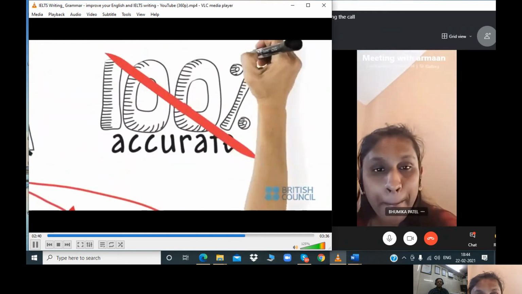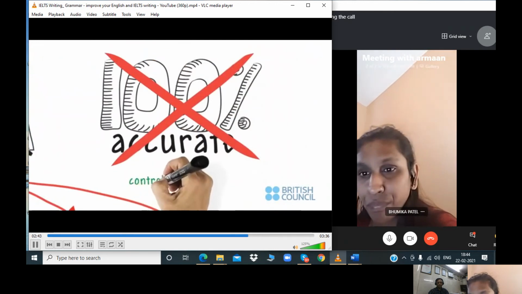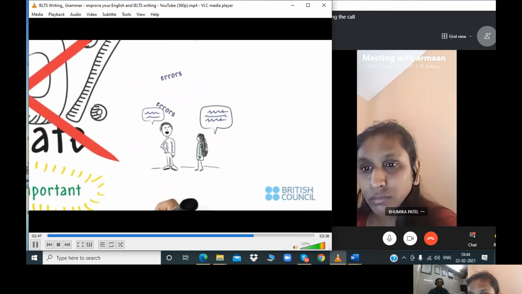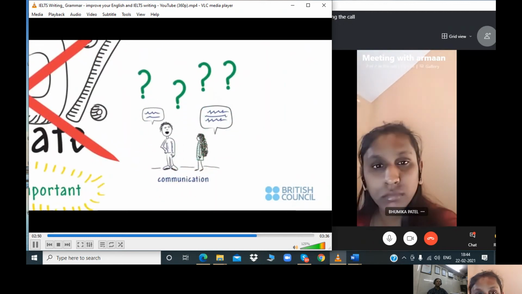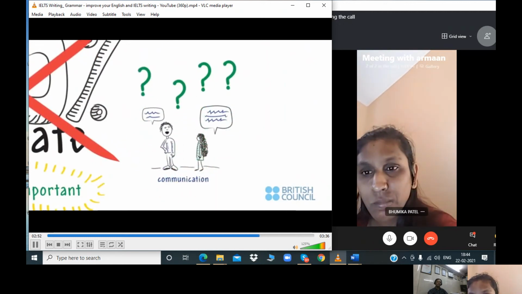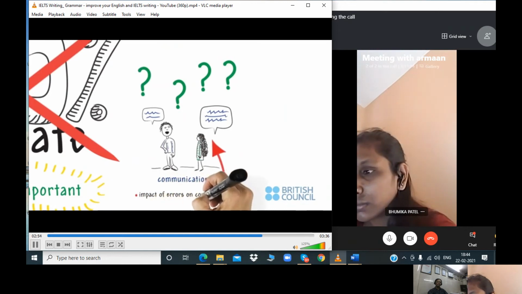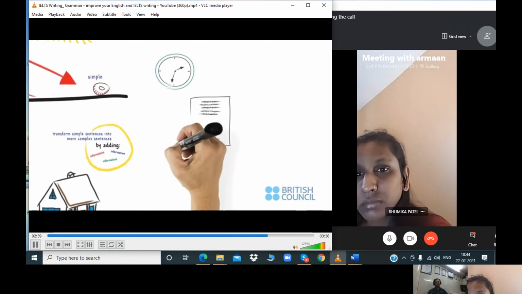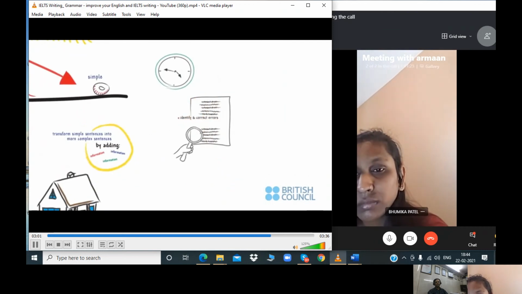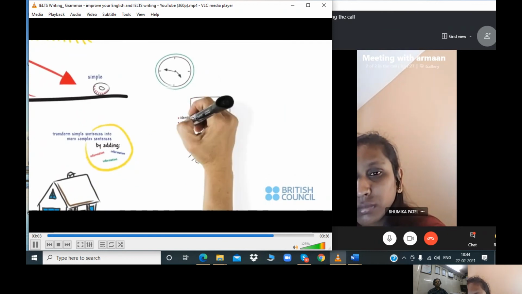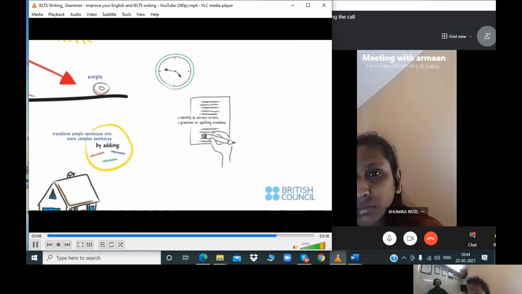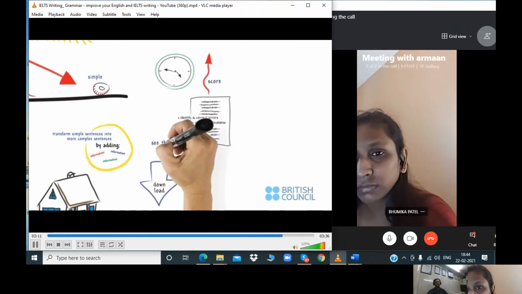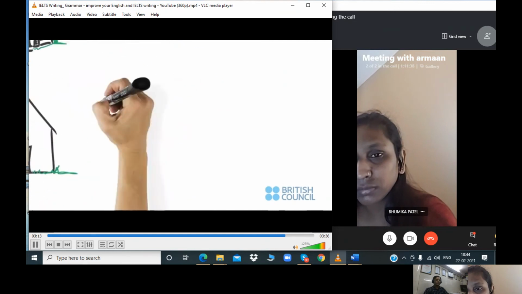Students aren't expected to be 100% accurate in their writing. However, control is important. Some grammatical errors impact communication more than others. You will be scored according to the impact of errors on communication rather than on the number of mistakes. Leave time at the end of writing to identify and correct errors. You will always find grammar or spelling mistakes. Correcting these can improve your score. See the grammar checklist in the accompanying download.